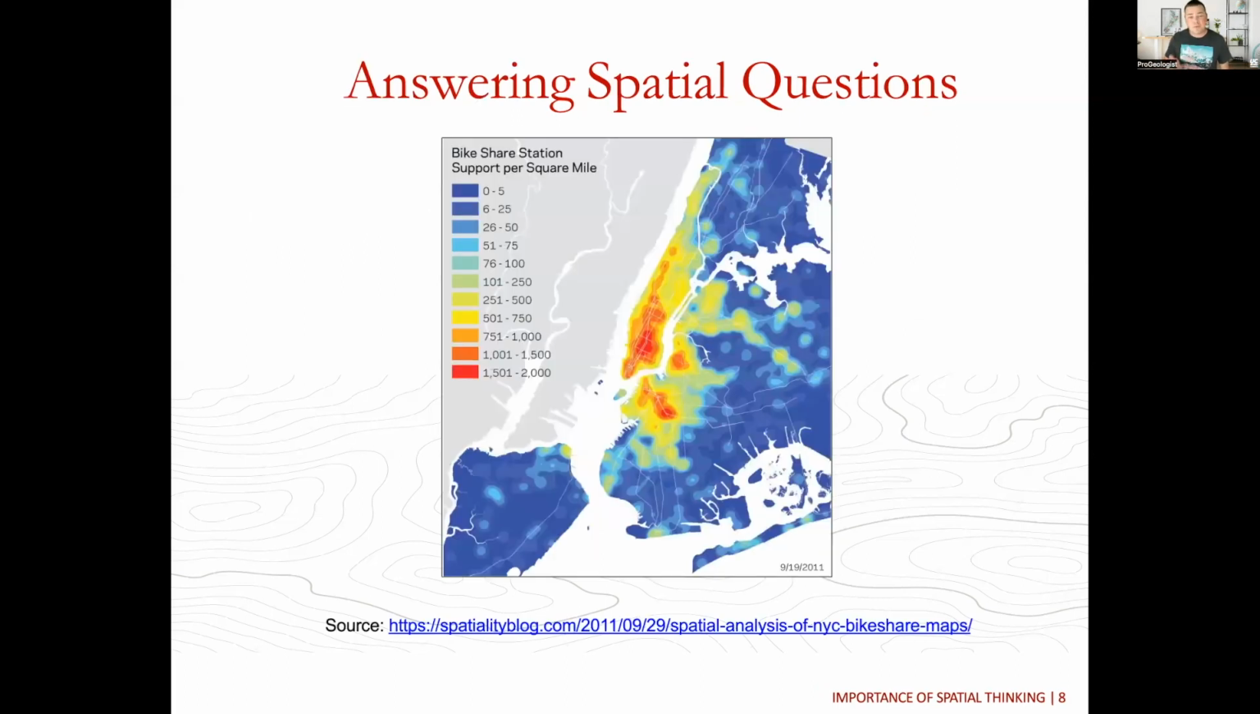Really good example coming from New York City is looking at this map in the center of the screen. Bike share station support per square mile. So if you're biking, where are you going to find the most support within New York City? So we can see this little heat map, more to come on that, especially when it comes to spatial statistics. This heat map is really showing where the greatest support may exist within the city. Great publication there for you to dive into and take a look at.